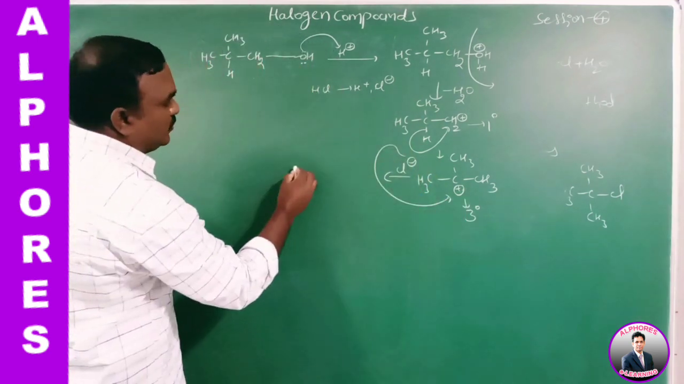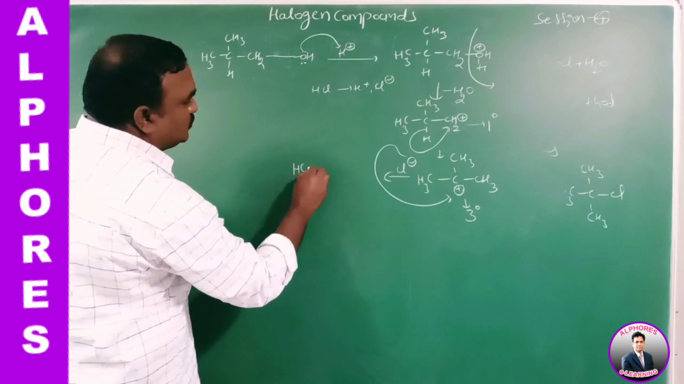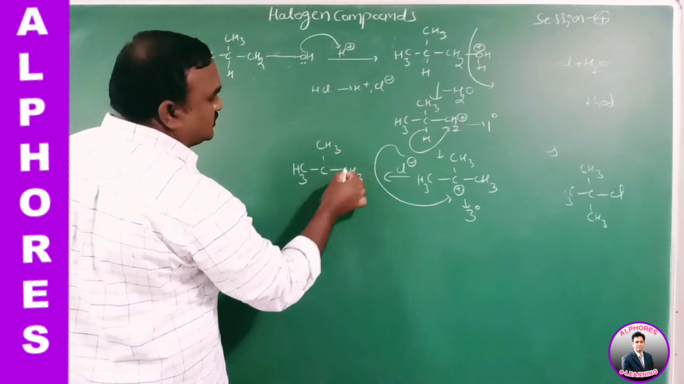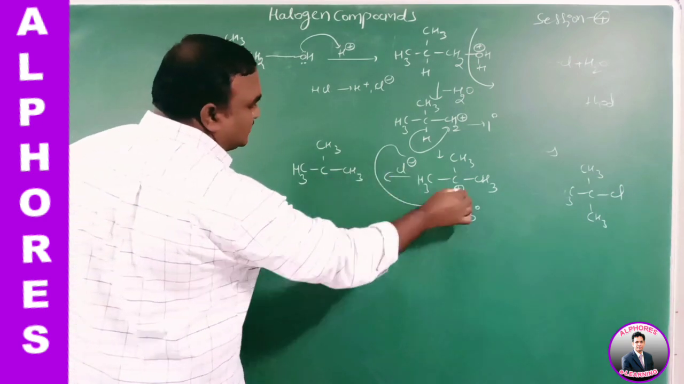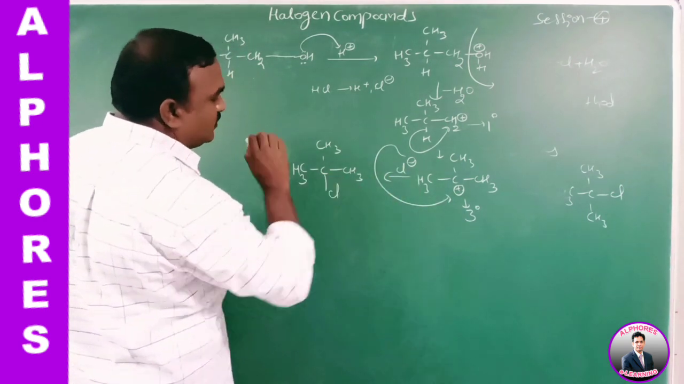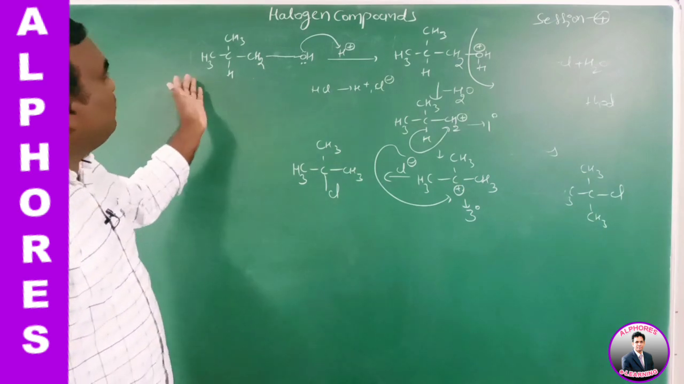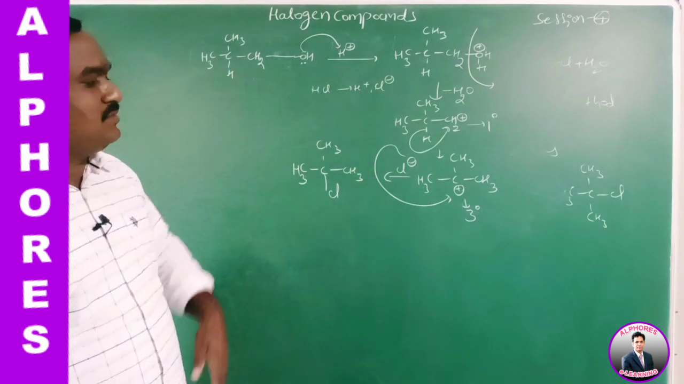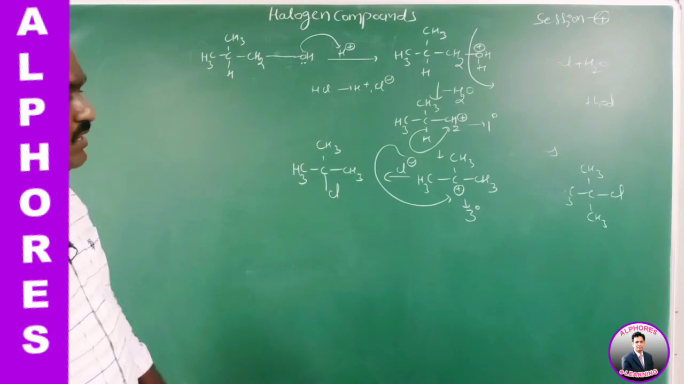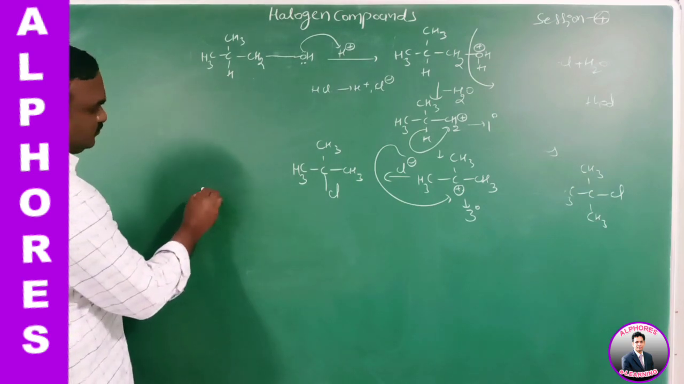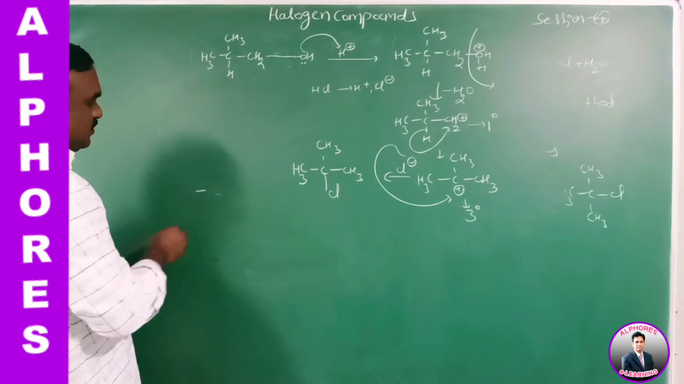Then the final product is formed by addition of the nucleophile. Here the CH3 groups are present, and the nucleophile is added at the carbocation carbon, forming the product. This is the way to write the product wherever this type of molecule is given.